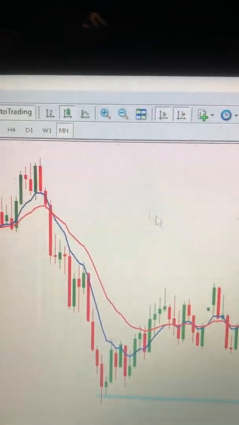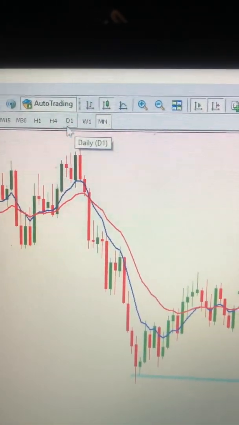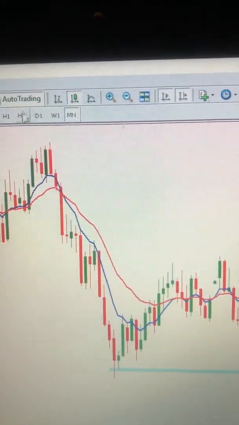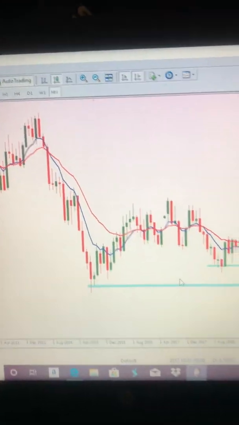But first, start from the monthly time frame to the weekly to the daily, and then you go to the 4 hour and 1 hour to get your entry point. So the monthly, the weekly, and daily should all say the same thing for me to take this trade. But I'm gonna show you.